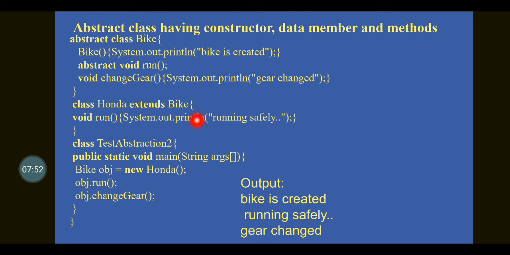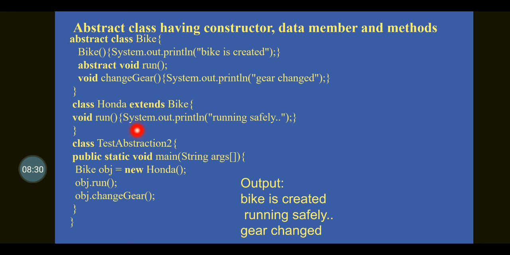Inside the Honda class we are going to implement the abstract method run. So void run(), System.out.println, we are giving some message: running safely. Now inside the main method, for the abstract class Bike we are going to create the object obj, and in order to allocate the memory we can use the derived class constructor, that is new Honda().